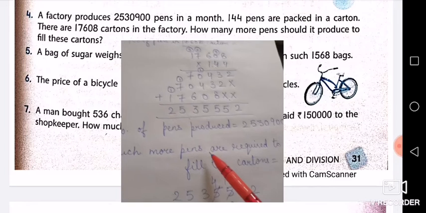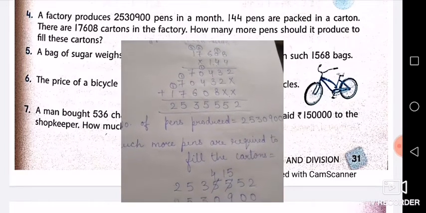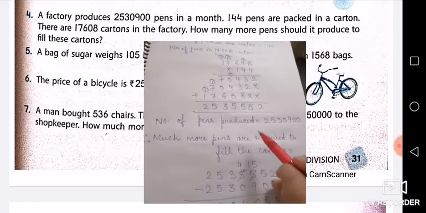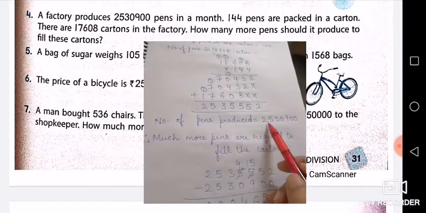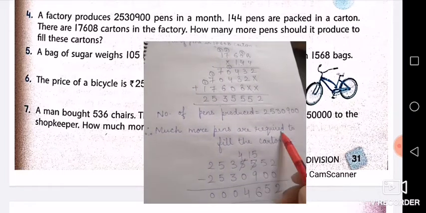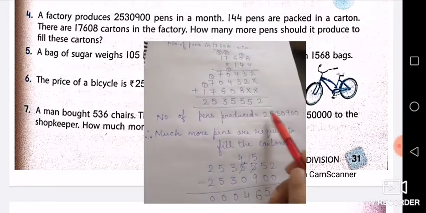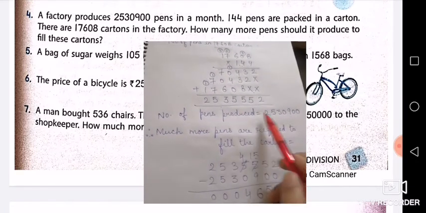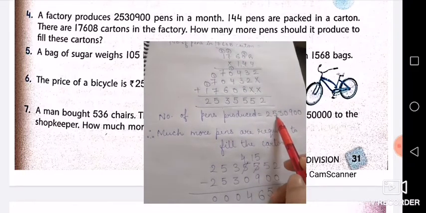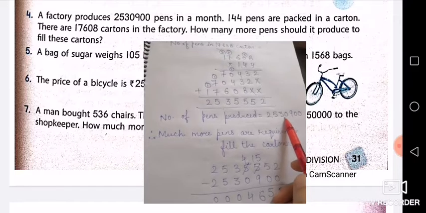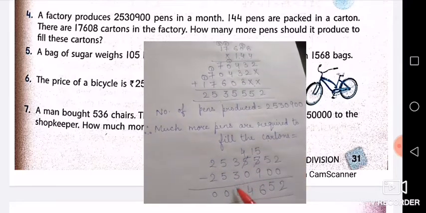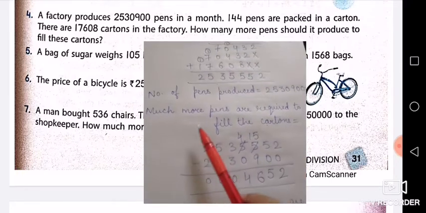Now how many pens are produced in the factory? The number of pens produced is 25,30,900. Therefore, many more pens are required to fill the cartons. Now you can compare these two numbers. Now this 25,35,000 is bigger. Here also 25 lakh is there, but the second is 30,000. So out of 25,35,000 you will subtract. So you will get how many more pens.